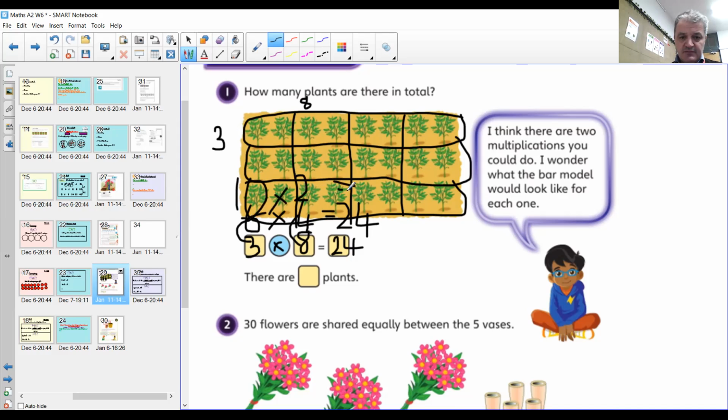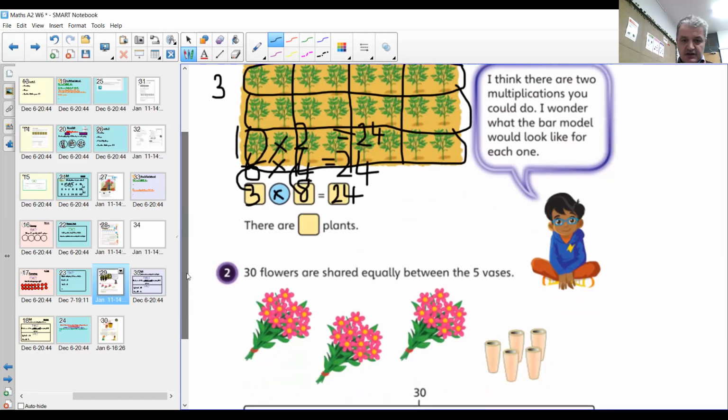So what have I done? I've doubled the 6 to get 12, and I've halved the 4 to get 2. Guess what? I've got the same amount of plants. Halving, halving again. So the total number of plants is 24.